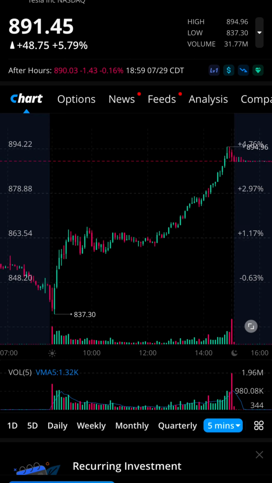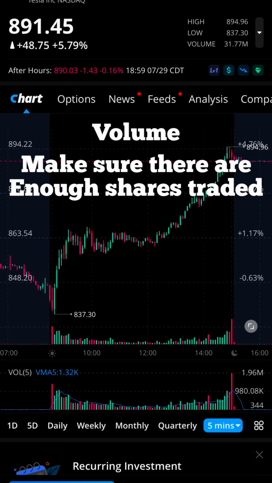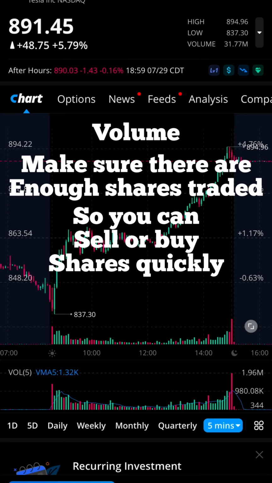Another thing we're looking at with volume is to make sure that there are enough shares being sold and bought so that we can get in and out of trades quickly. And how that works is if there are enough shares being bought whenever you sell your stocks, then there is more opportunity for your stocks to be bought, and therefore you can close quickly.